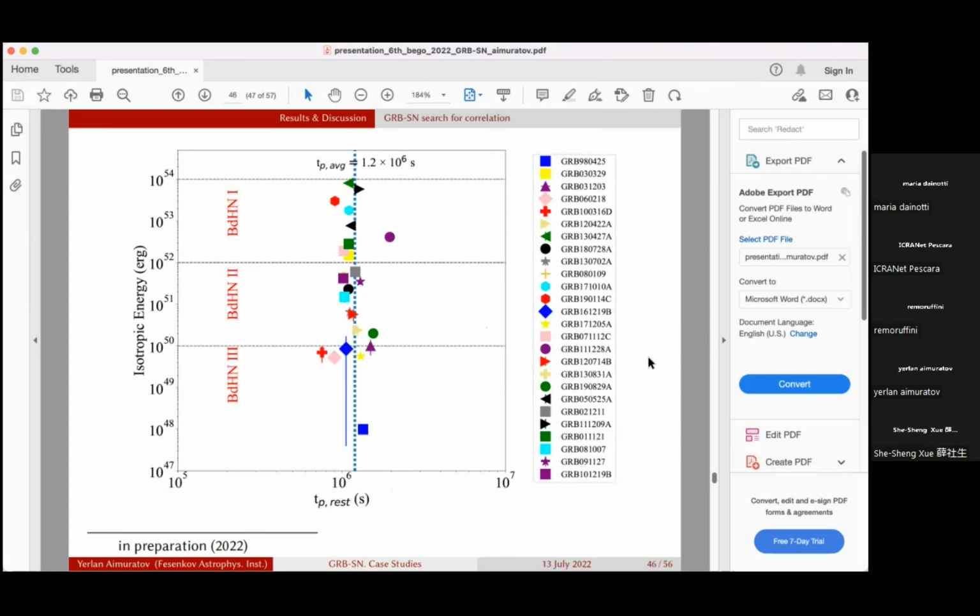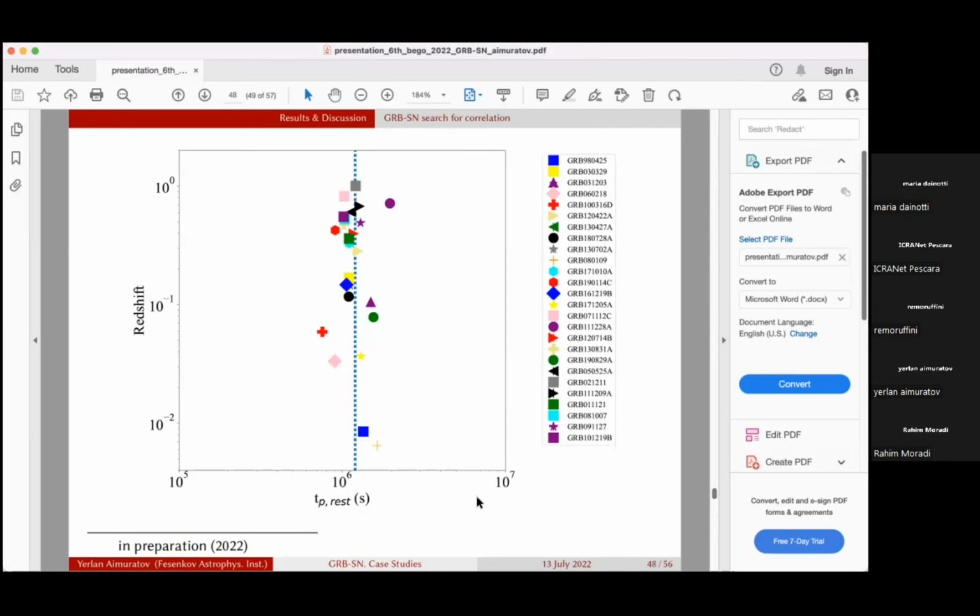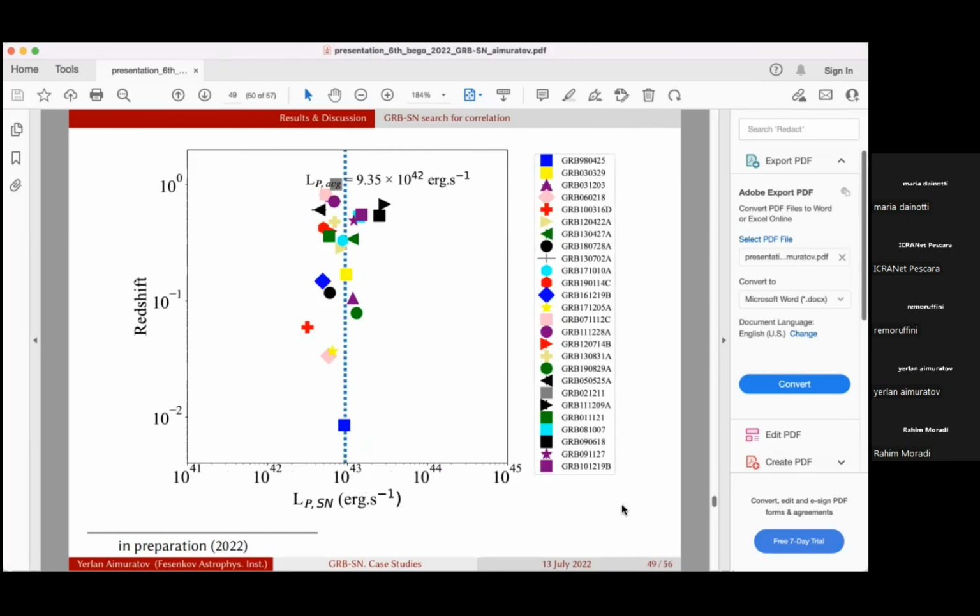Are you there? Yes. Can you show the other slides? Here's the peak time. Yes. The next one. Yes. One is the time of occurrence in the rest frame, and the other one is the luminosity, and they're practically constant.